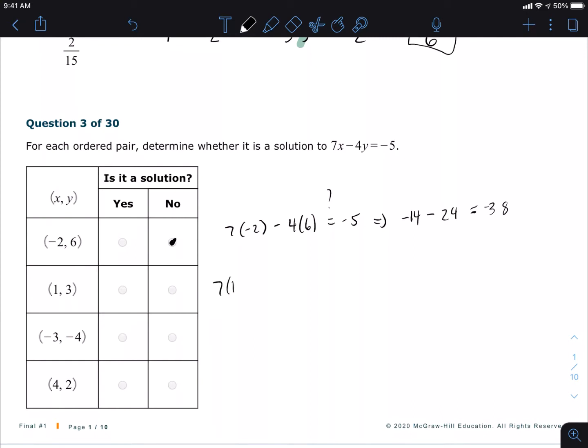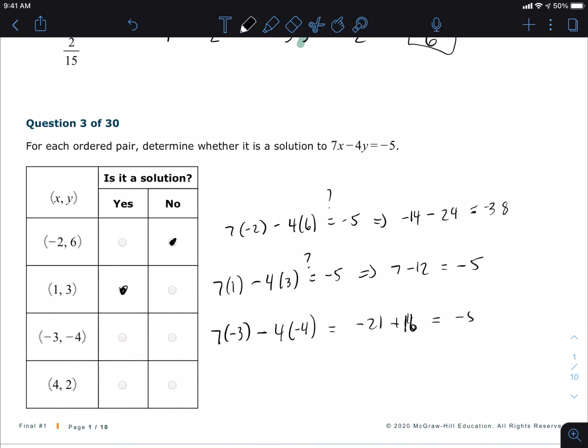And then this one is going to be 7 times 1 minus 4 times 3. And that's supposed to be equal to negative 5. Well, let's see. That's going to be 7 minus 12. And that is negative 5. So this one's yes. And then let's see if the others work. But the process is pretty straightforward, right? Yes. That's going to be negative 21 plus 16. And that is negative 5. So this is a yes. Very cool.